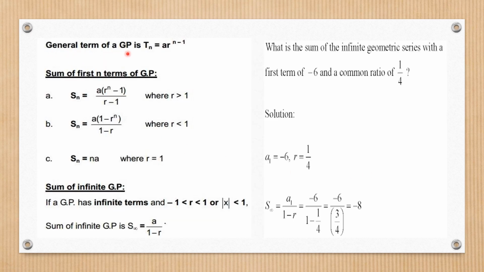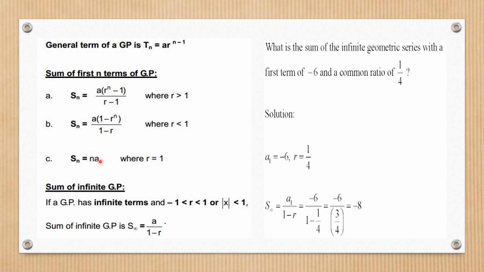So the general term of GP is sometimes denoted by Tn also. Like in AP, the last term was also taken as L. So here sometimes Tn or An, whichever way you feel convenient, and it is given by AR to the power n minus 1. And we also studied that Sn is A times R to the power n minus 1 upon R minus 1 when R is greater than 1, and it is A times 1 minus R to the power n upon 1 minus R when R is less than 1. And when R is equal to 1, this formula is taken as Sn is equal to n times A.